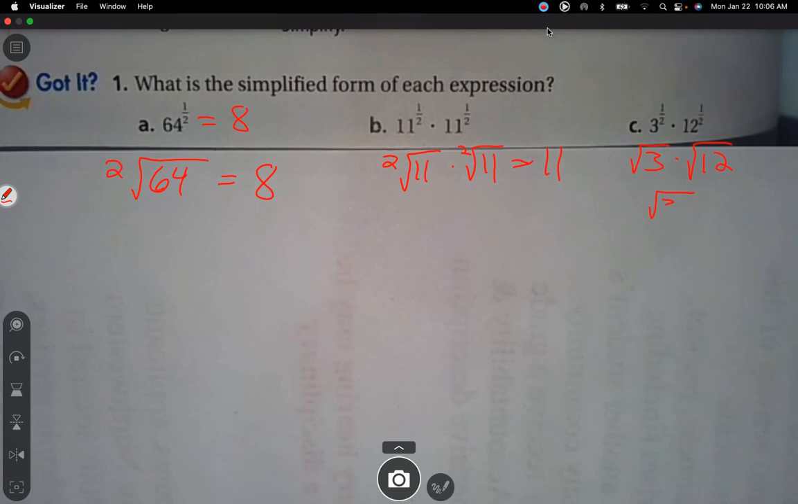36. The square root of 36, which is what? Or you could have just typed it in your calculator and gotten 6, okay? But again, you need to know that rule. Are we good with the first ones?